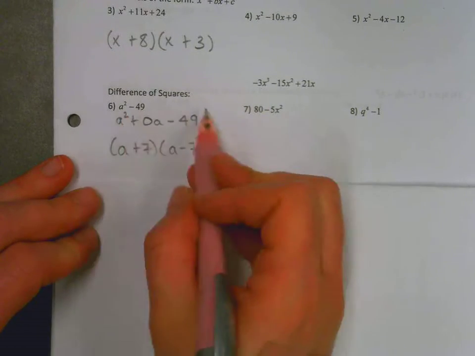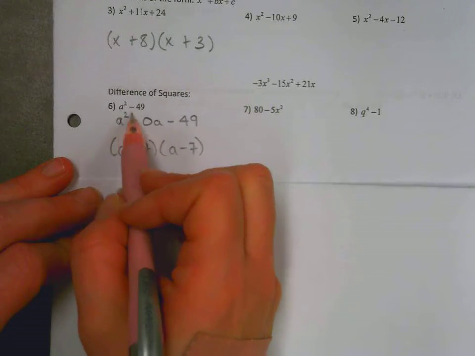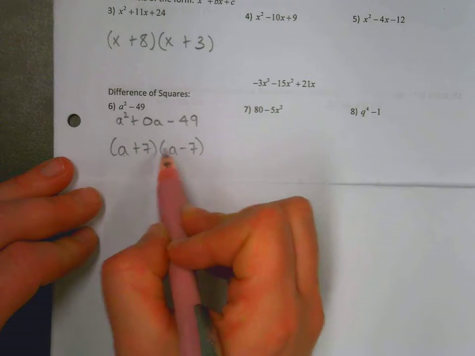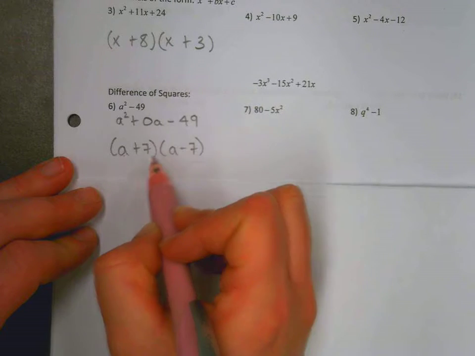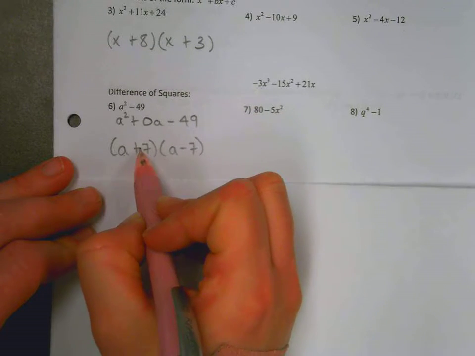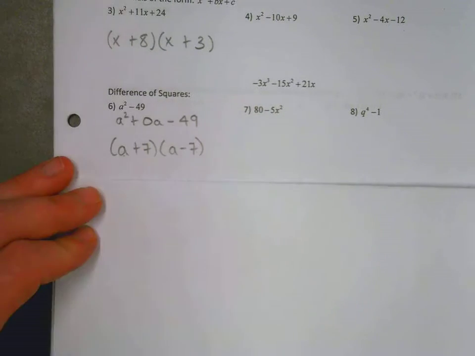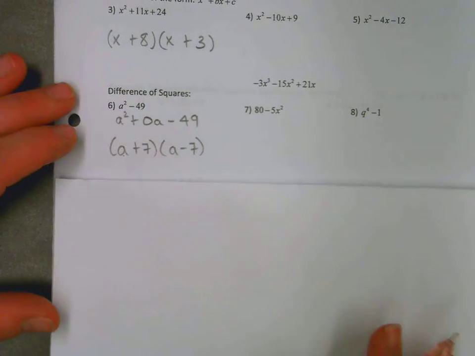So technically, when we're factoring a difference of squares, you're literally taking the square root of the first term, a and a, take the square root of the last term, 7 and 7. One factor will always be positive, one factor will always be a negative.